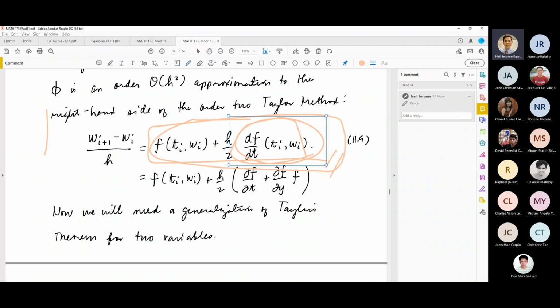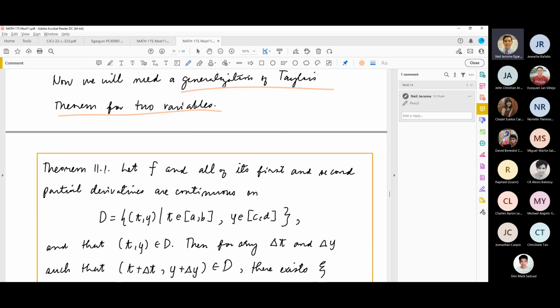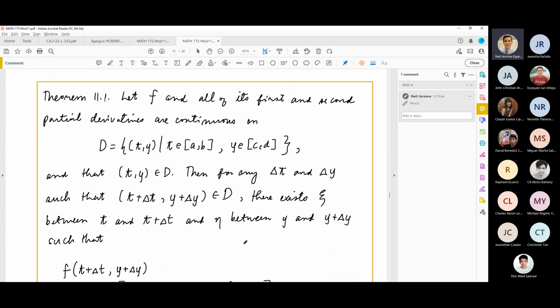Alright? And in order for us to do so, kailangan natin yung generalization ng Taylor's theorem para sa functions of more than one variable. So for now, we'll just be considering the smallest extension. Titingnan natin yung extension niya to two variables. And that's what is written in theorem 11.1. So here we are assuming that the function little f and all of its first and second partial derivatives are continuous on the rectangular domain D. So siya lang yung open interval (a, b) cross open interval (c, d). And then we consider a particular point on this domain D.